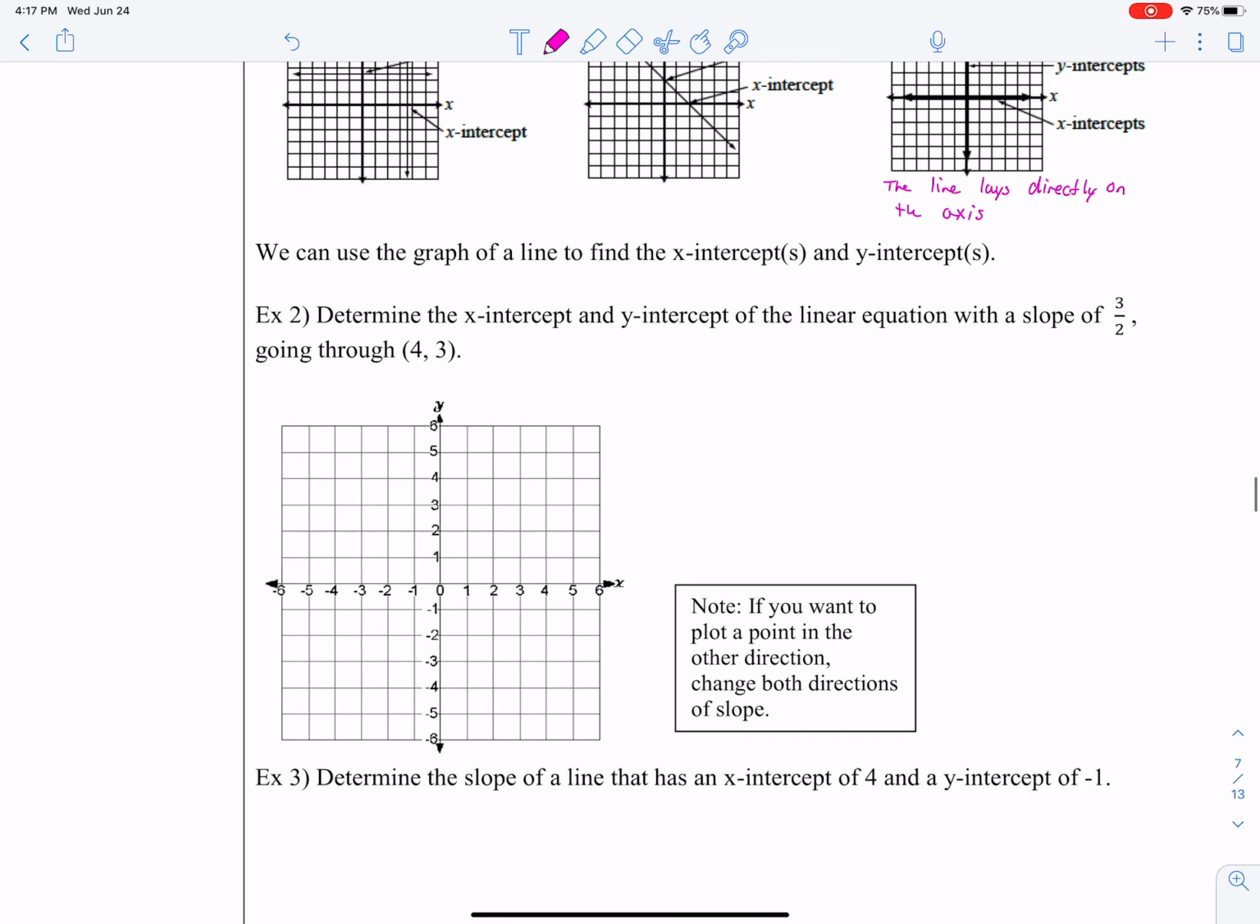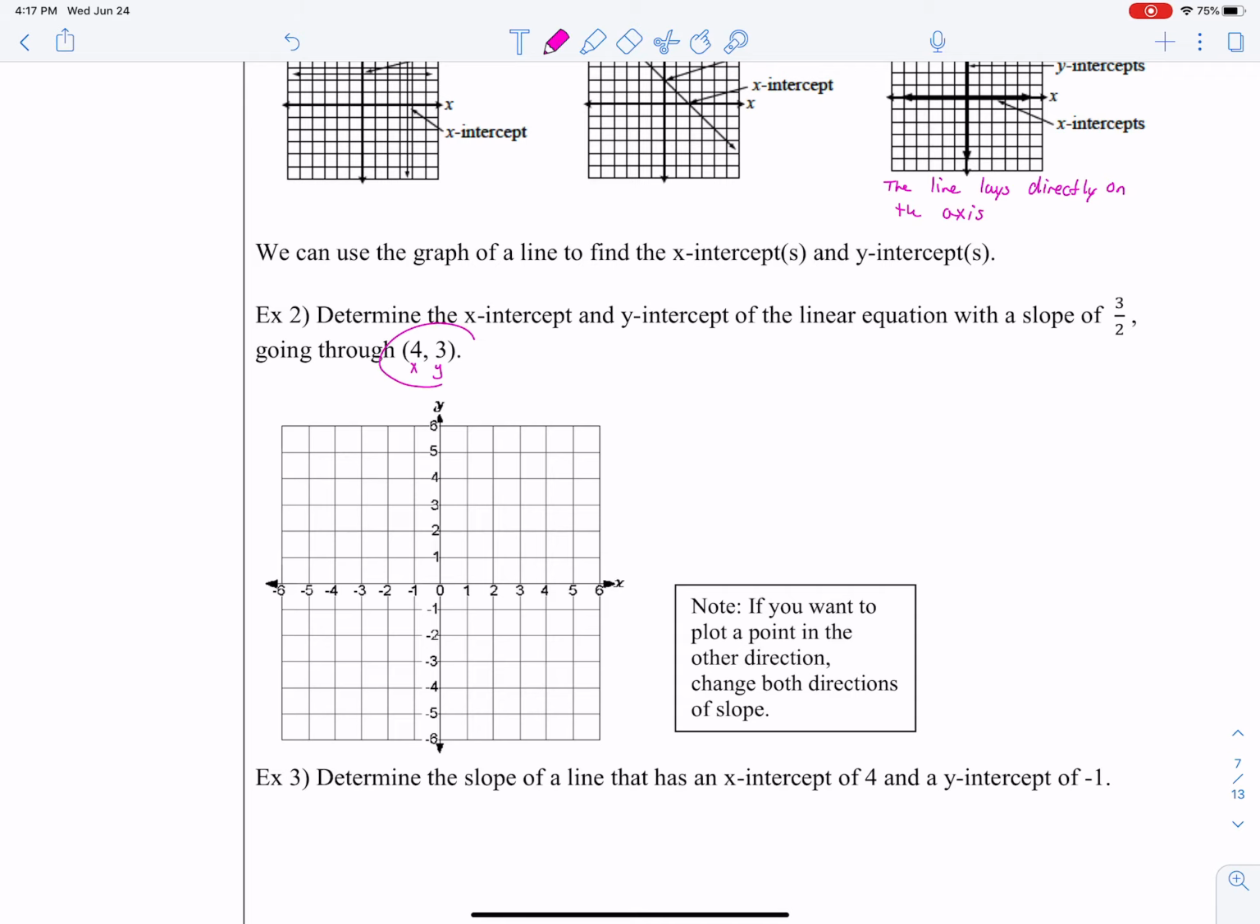So we can use our graph to find the x-intercepts and the y-intercepts. The first thing we need to do is graph whatever they've given us. Here it says determine the x-intercept and y-intercept of the linear equation with the slope of this going through the point here. You've just done a whole bunch of graphing practice, so that's what you're going to start with.